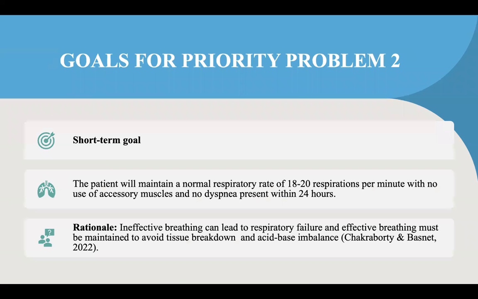The short-term goal for priority column 2 is the patient will maintain a normal respiratory rate of 18 to 20 respirations per minute with no use of accessory muscles and no dyspnea present within 24 hours. Ineffective breathing can lead to respiratory failure, and effective breathing must be maintained to avoid tissue breakdown and acid-base imbalance.